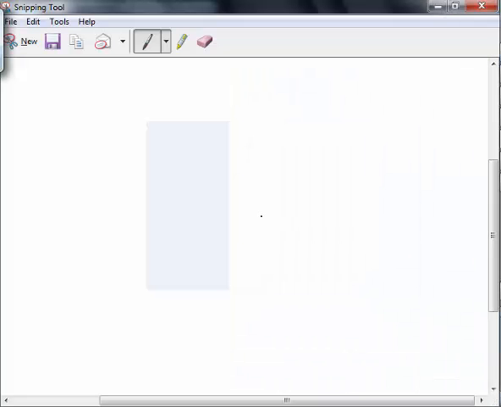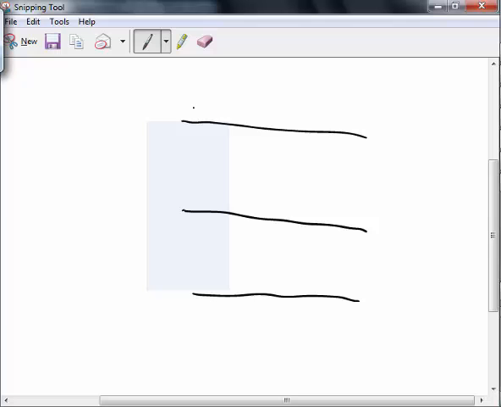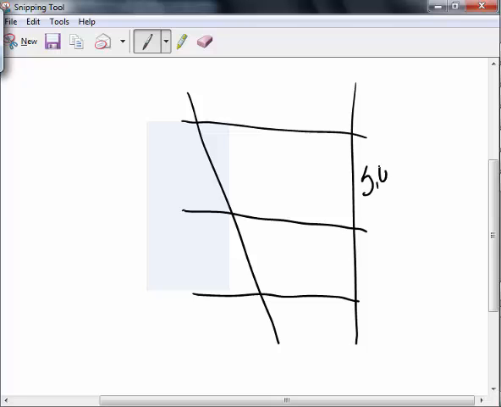Let's say that we had 3 parallel lines, and then we had 2 that were not necessarily the same, but we knew this distance was 5.05. This distance was 6.37. This distance was 4.28. Let's say we wanted to know what this distance over here was.